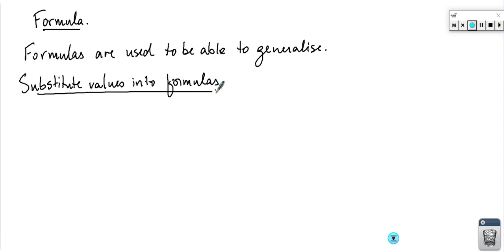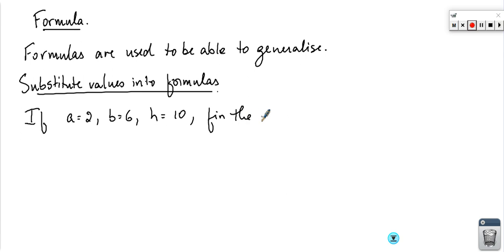For example, if a is 2, b is 6, h is 10, find the value of A if A is equal to h(a plus b) on 2. You might be familiar with this formula. That is the formula for the area of a trapezium.